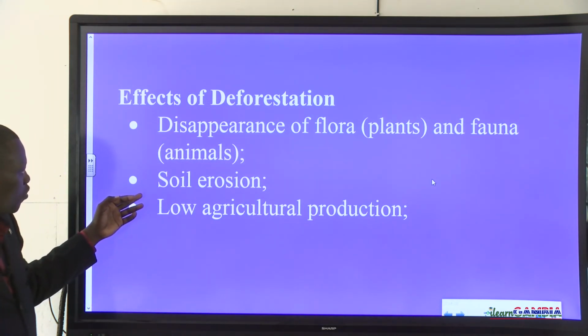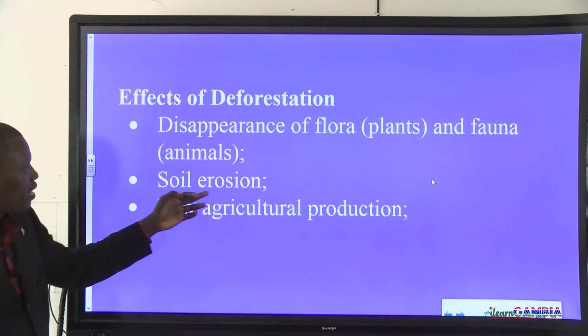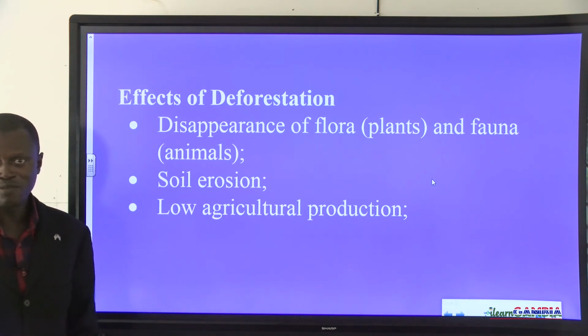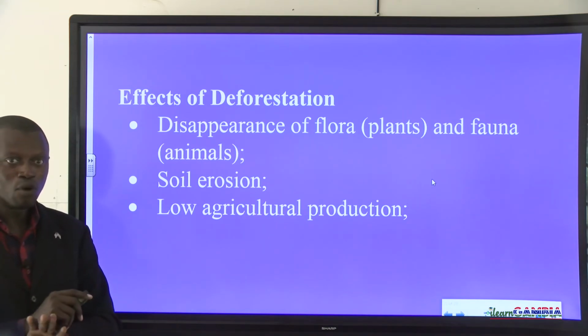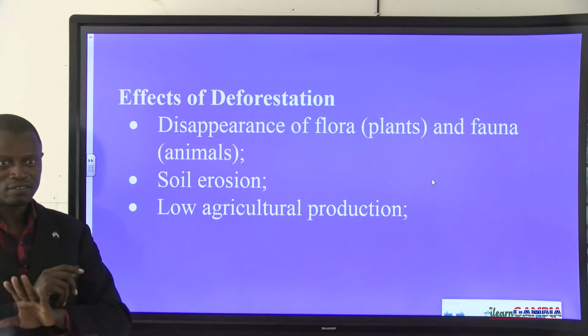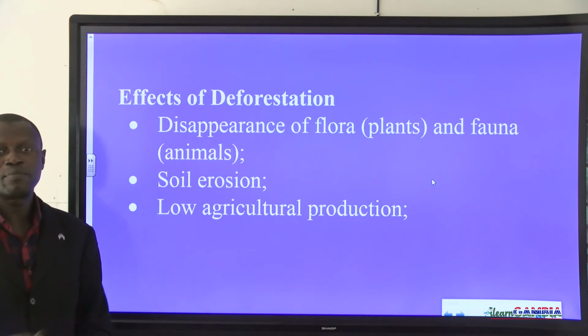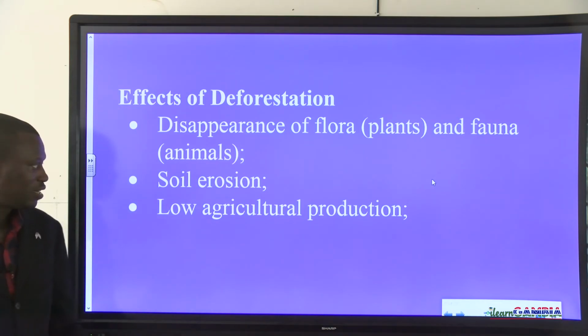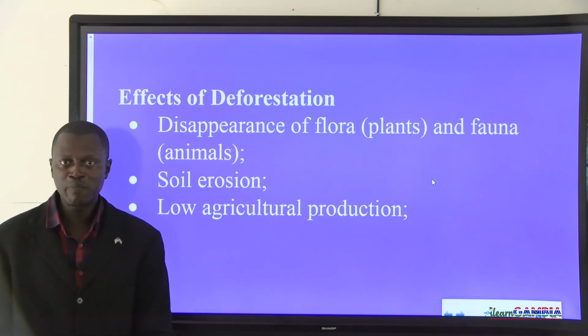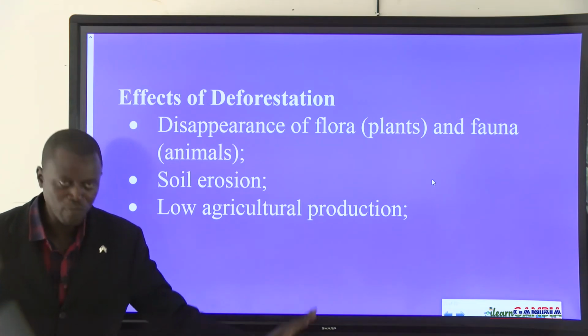The next problem or effect will be soil erosion. The more trees that are removed in an area, the more exposed the landscape of that particular environment becomes. In other words, the landscape of that particular country is now going to be exposed.